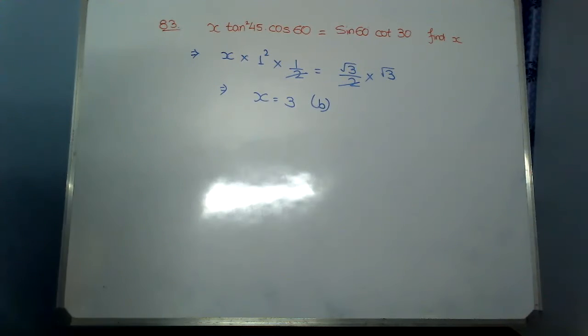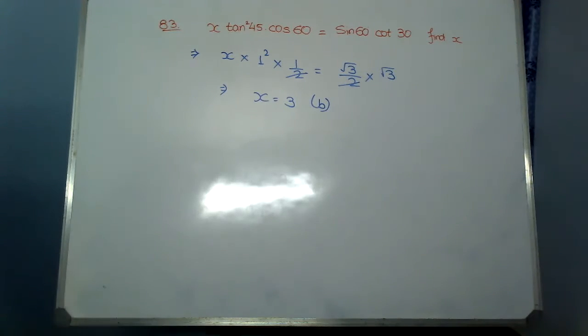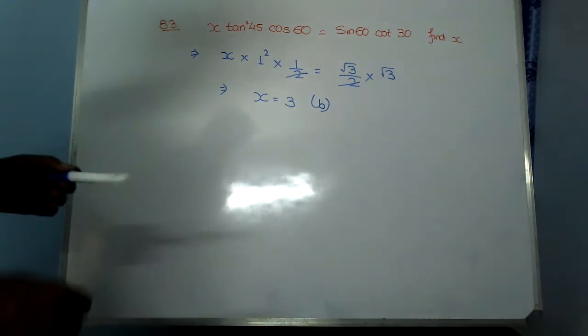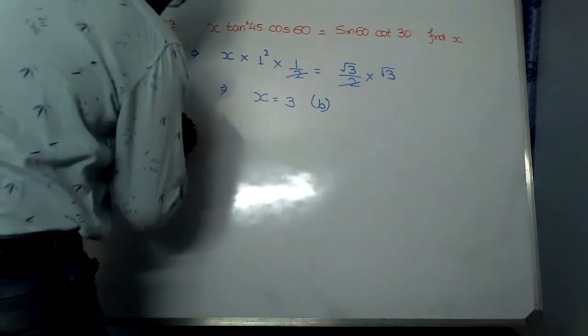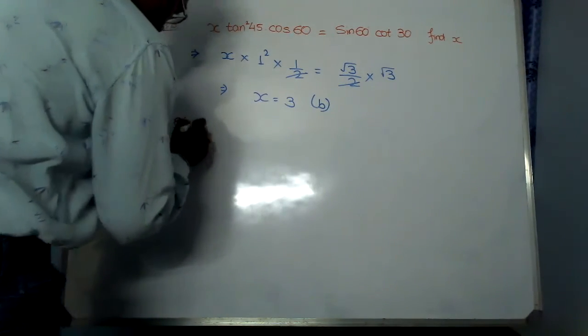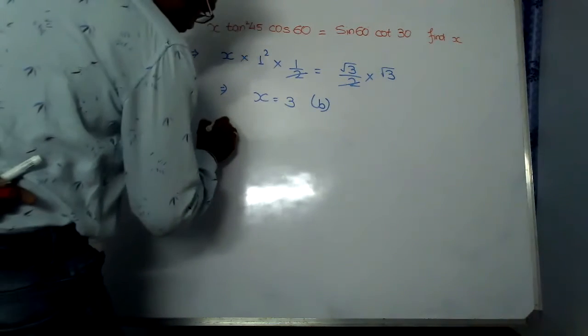Fine, we'll go to the next question, question number 84. Question number 84 is tan 225 plus cot 135. They're asking you the value of tan 225 plus cot 135.